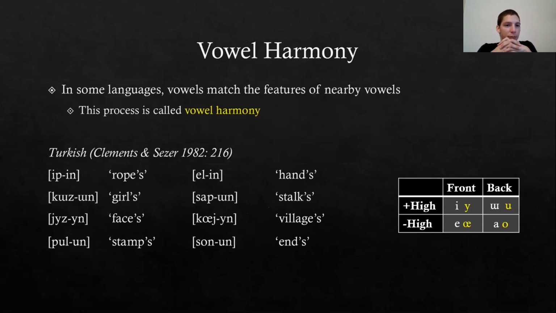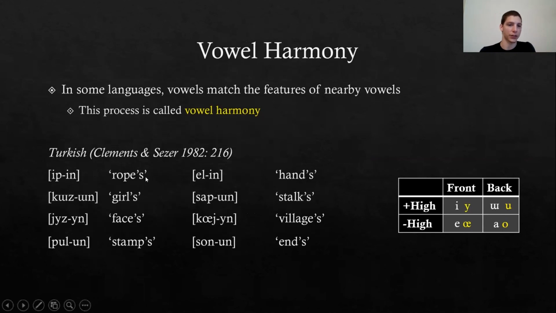I want to leave time for questions, so I'm going to go through Turkish really quickly. But you can have assimilation of vowel features just like you can consonant features. And when you do, that process is called vowel harmony.